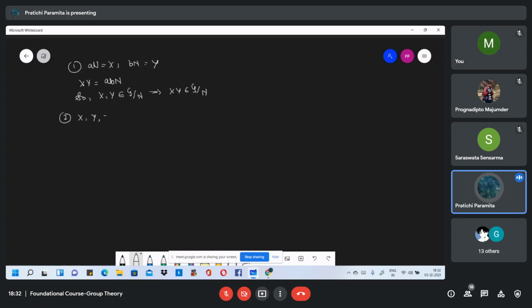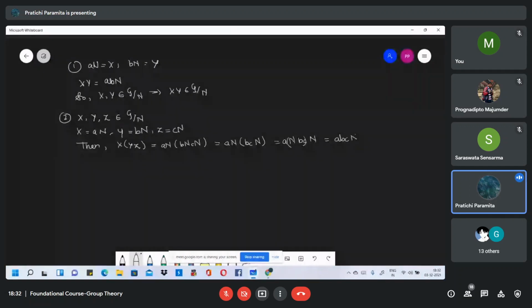Say x, y, and z are in G mod N. x is some aN, y is some bN, and z is some cN. Here a, b, c are in G. Then xyz is nothing but aN, bN, and cN. From 1, this is nothing but (ab)N cN, which is nothing but (ab)cN. Then I'll take this, I'll get abcN.